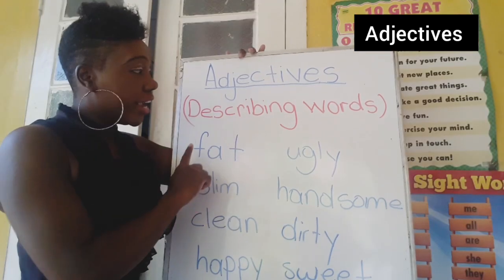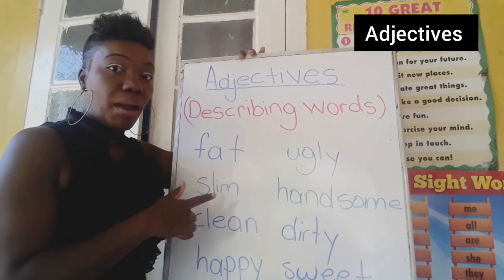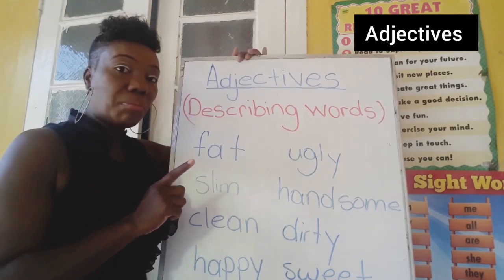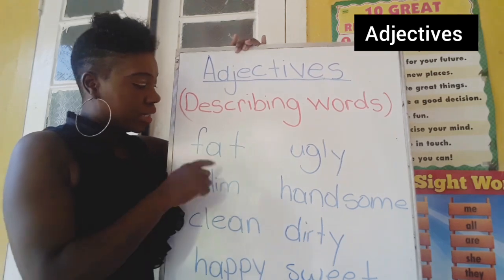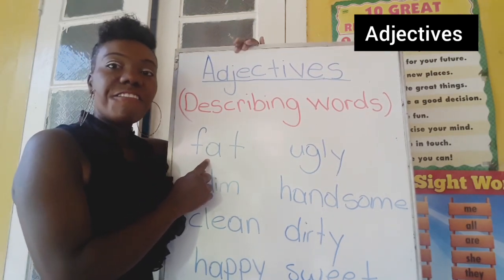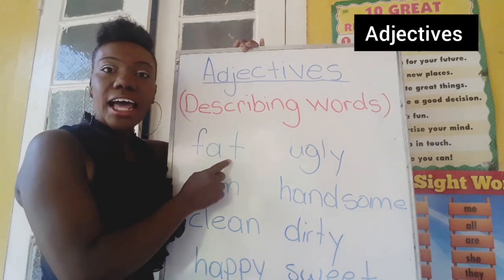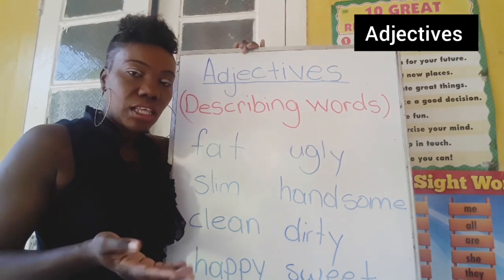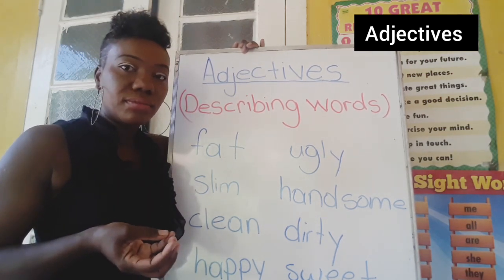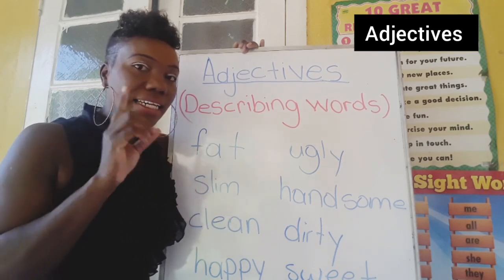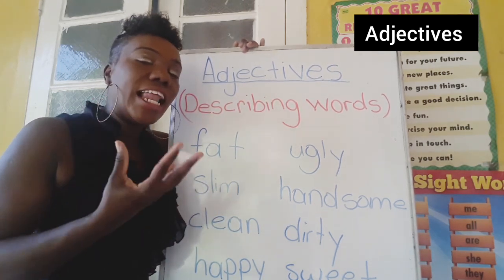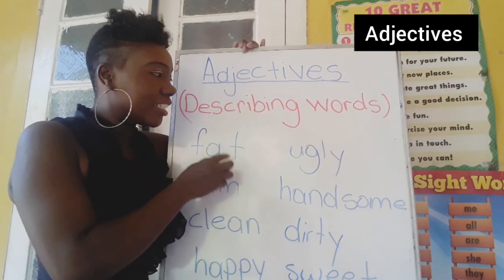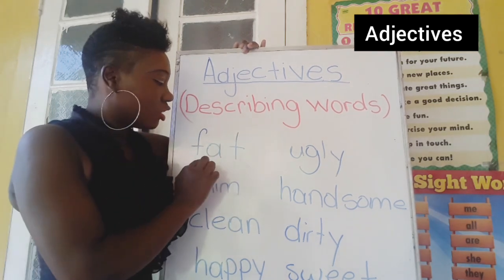Very good. Now here are some more adjectives. And remember, adjectives are describing words. They tell you how something or someone looks. Now this is the word fat. Now can you tell me something using the word fat? Use it in a sentence. Very good. The man is fat. So you're telling us how the man looks, and he looks fat. So fat is describing the man. And so fat is an adjective.